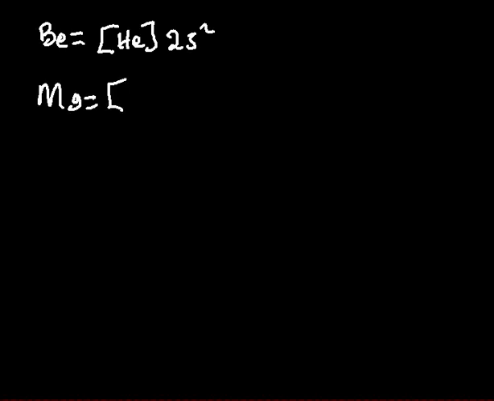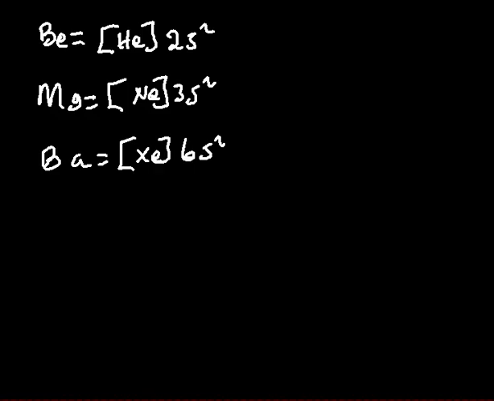And for the sake of interest, elements in group 2A, let's say beryllium, its noble gas configuration is given as helium 2s2. And magnesium, its noble gas configuration is given as neon 3s2. And we have barium, whose noble gas configuration is given as that one, 6s2. And we have radium, its noble gas configuration is Rn.